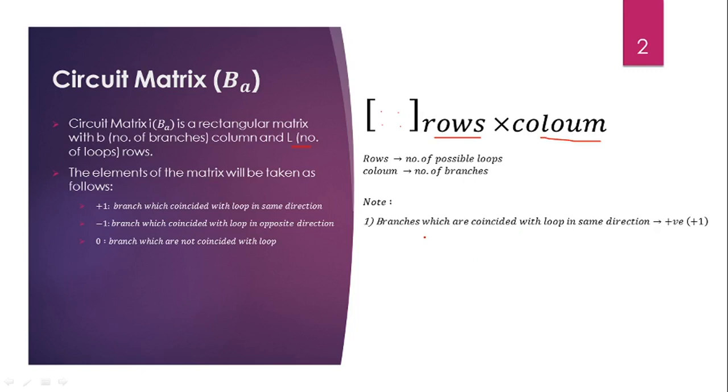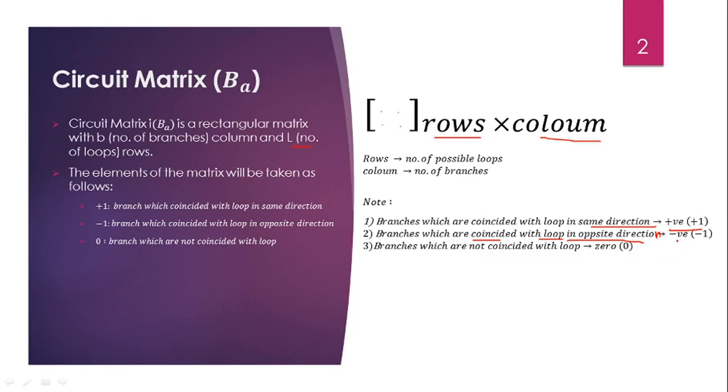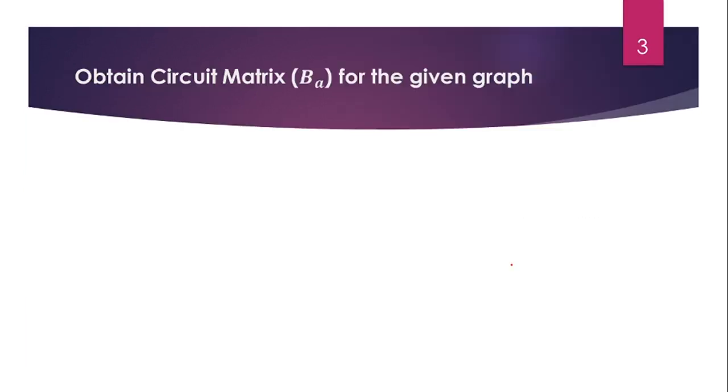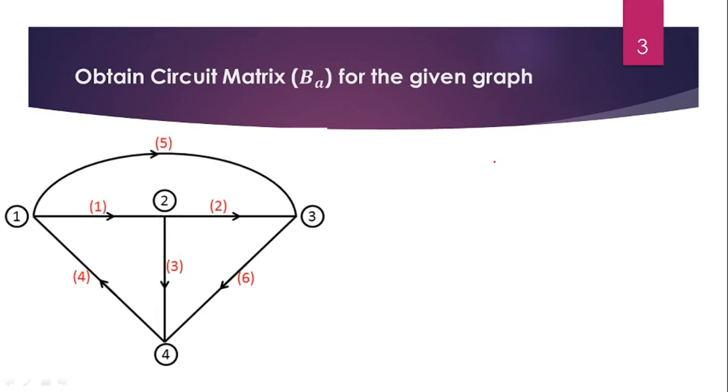If the loop direction and the branch associated with that loop have the same direction, we have to take it +1. The branches which are associated with the loop but have the opposite direction to the loop orientation, at that time we have to take -1. And the branches which are not coincident with the loop, which are not part of the loop, we have to take 0.